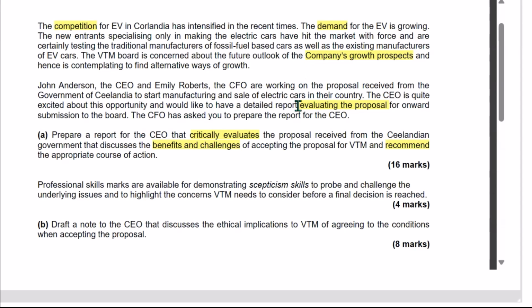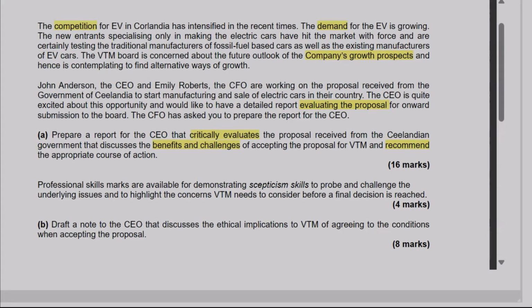And you are required to produce a report evaluating the proposal. You're told it should be a critical evaluation, so pros and cons, and benefits and challenges, okay, of actually accepting the proposal. And then you're asked to make a recommendation. Now, one way of doing it, of course, is in some kind of ad hoc process of saying, well, I think it'd be a good idea because we don't need to compete in our home market, for example. But isn't it much better to use a framework to structure your answer? So how do we do that in this particular case?